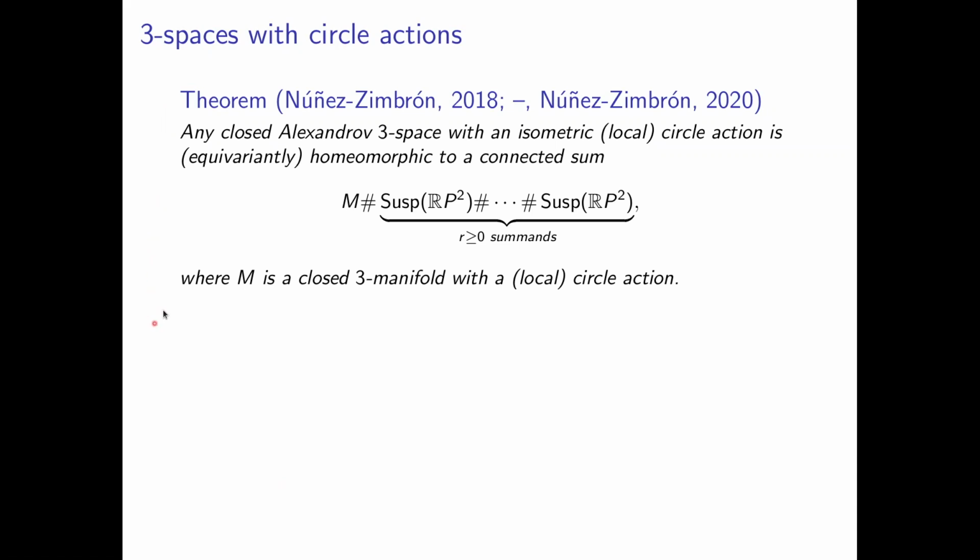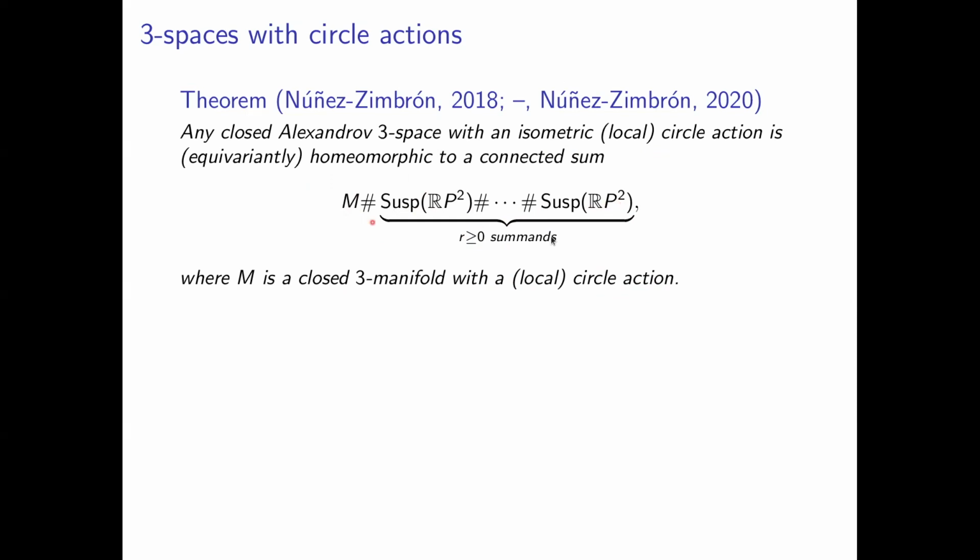This is a structure theorem that says that if you have any closed Alexandrov space in dimension 3 with an isometric local circle action, then it is equivariantly homeomorphic to a connected sum of this form. So you have M, where M is actually a closed Riemannian manifold with a local circle action. And then you have finitely many copies of this example that I gave you, the suspension of RP2. Here, these copies can be empty, right? If you don't have anything, then you're in the manifold case.